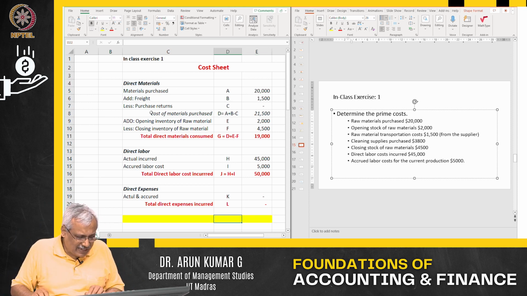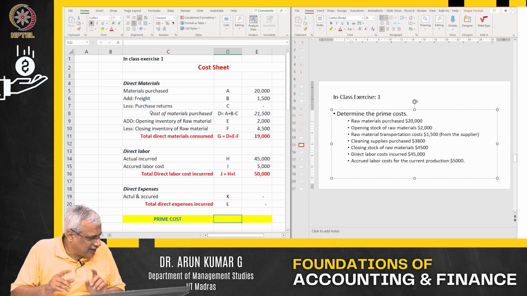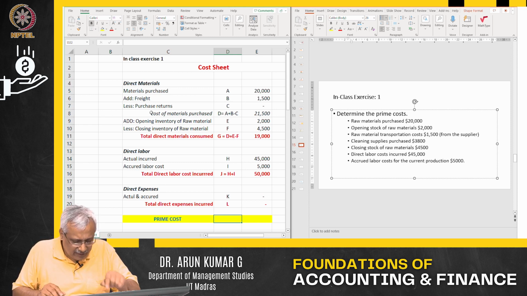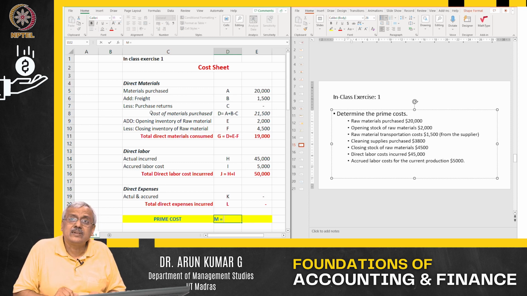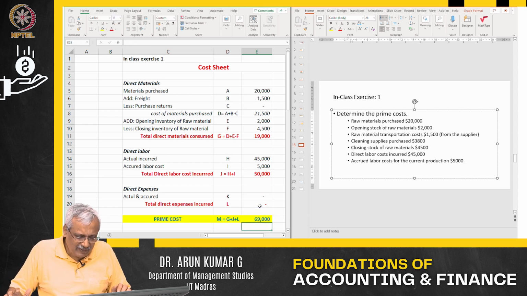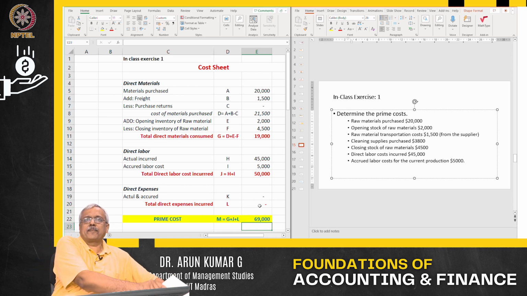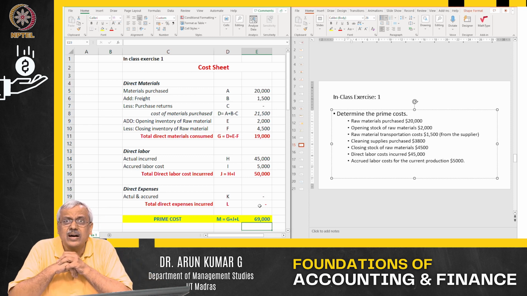Now, what is the prime cost? In this prime cost, my A, B, C, D, F, G, H, I, J, K, L, M is equal to G plus J plus L. That is, my direct material plus my direct labor expenditure plus my direct expenses, if any, will give me the prime cost that I am basically incurring in the process.